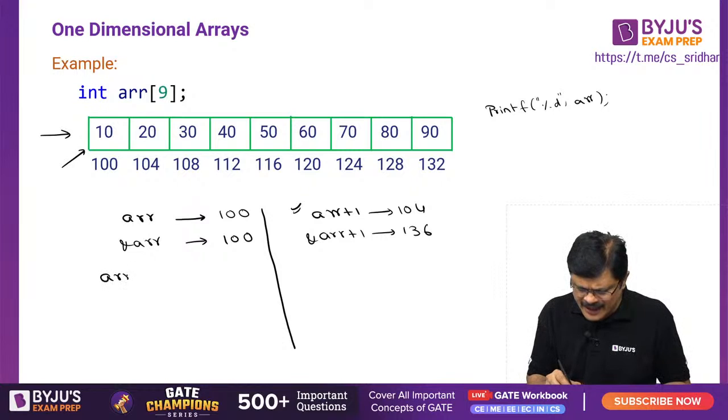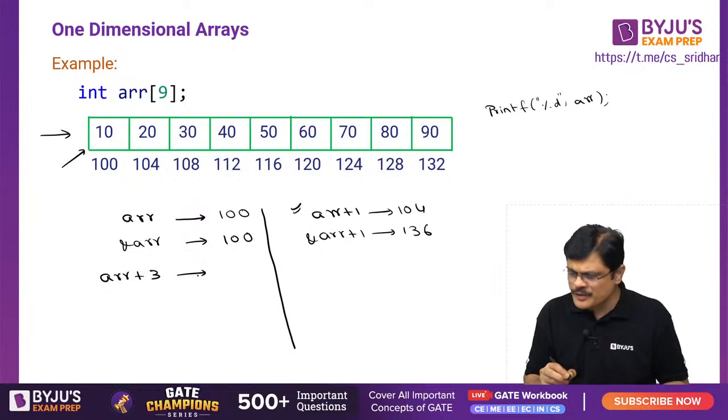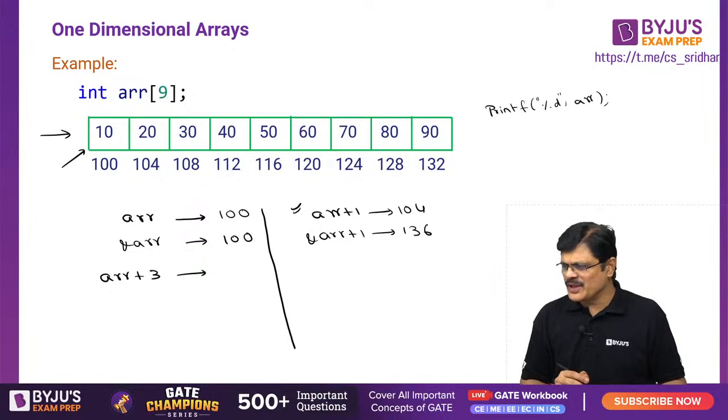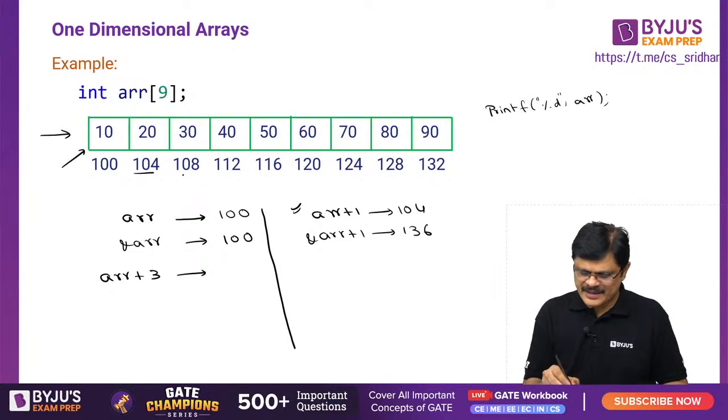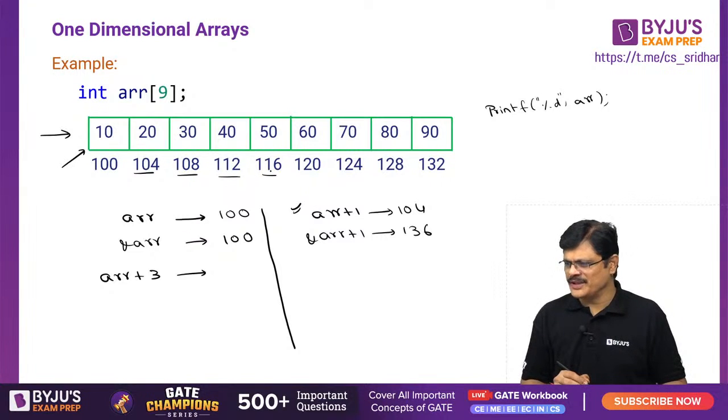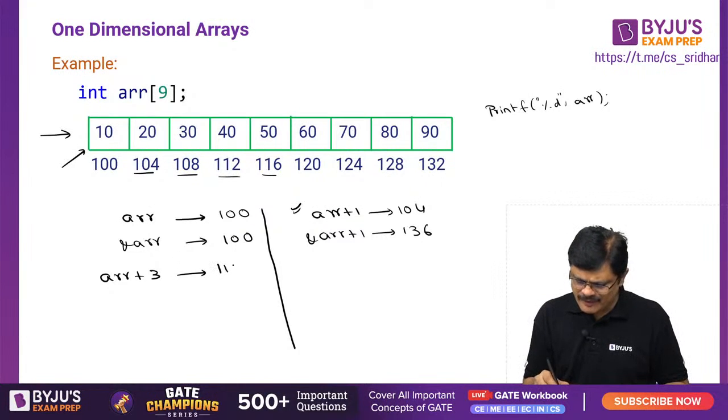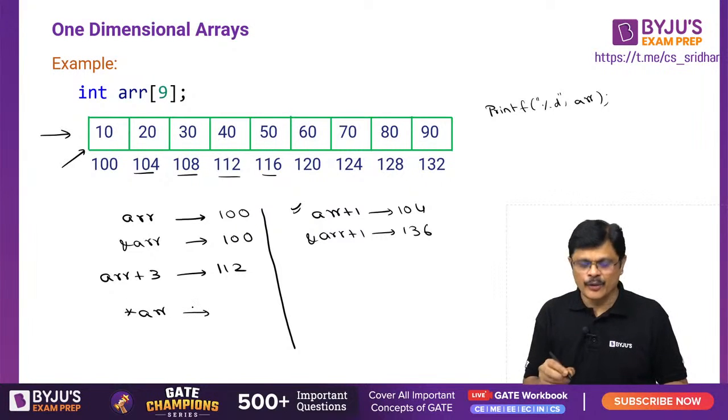And when I say ARR plus 3, it refers to which memory location? 104, 108, 112 or 116? Which one? I expect an answer. Okay, 112. It refers to the 112 location. And star ARR means the value at that particular location. For example, star ARR refers to 10, my dear friends.